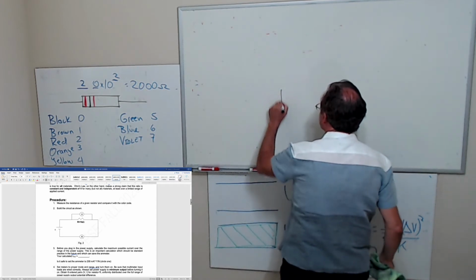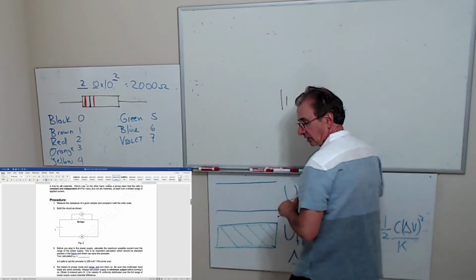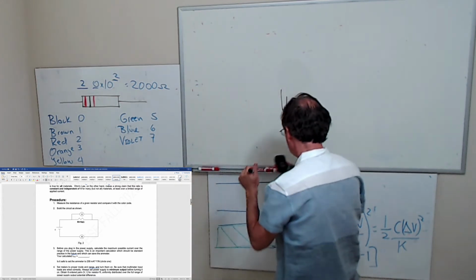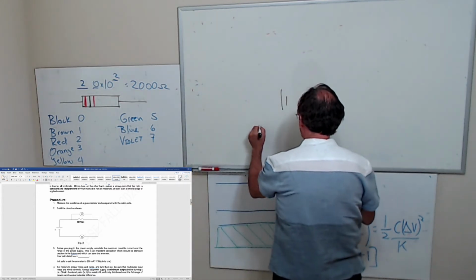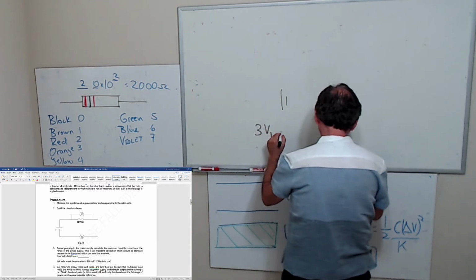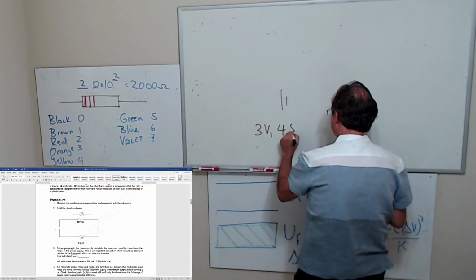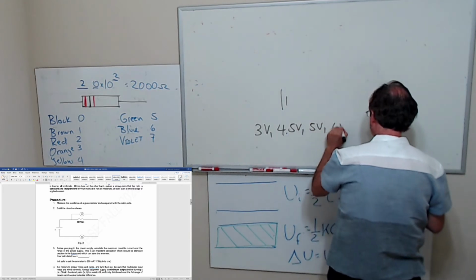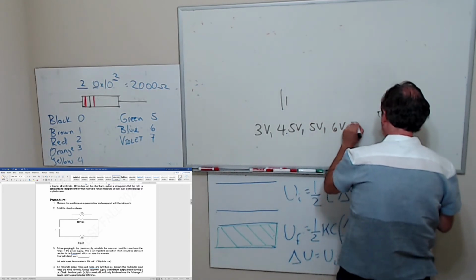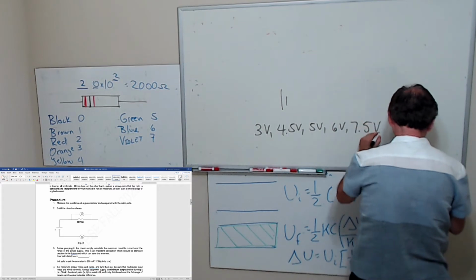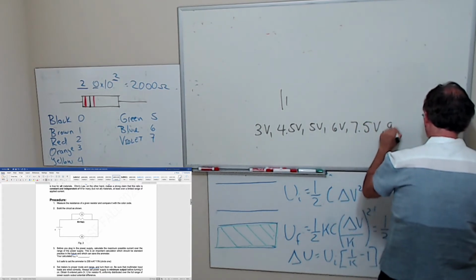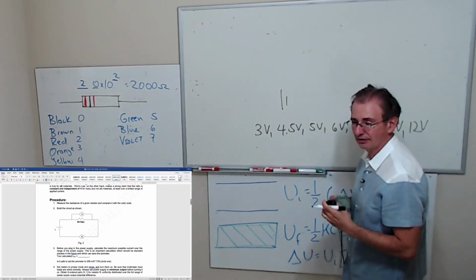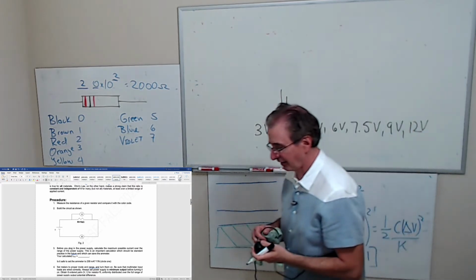So yeah, I'm going to draw it as a battery. Here's your power supply. And your power supply goes in increments of 3 volts, 4.5 volts, 5 volts, 6 volts, 7.5 volts, 9 volts, and 12 volts. Those are the only voltages you can use. You're kind of stuck.